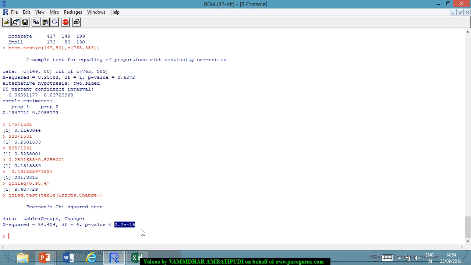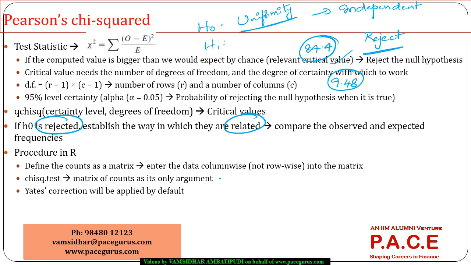The p-value is showing 2.2 into 10 to the power of minus 16, which is less than 0.05. So I'll make my decision, rejecting the null hypothesis and deciding in favor of the alternate hypothesis. That is how I can execute it in R. I directly give chi-sq.test and give the table of counts as the input, wherein the chi-squared would be performed and the appropriate inference could be given to us.